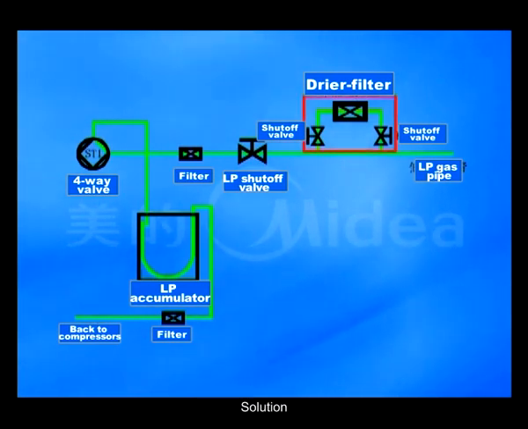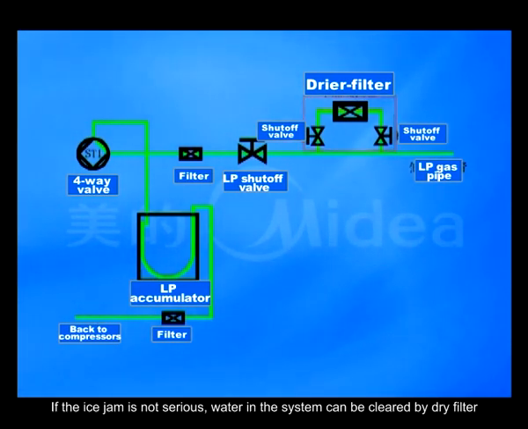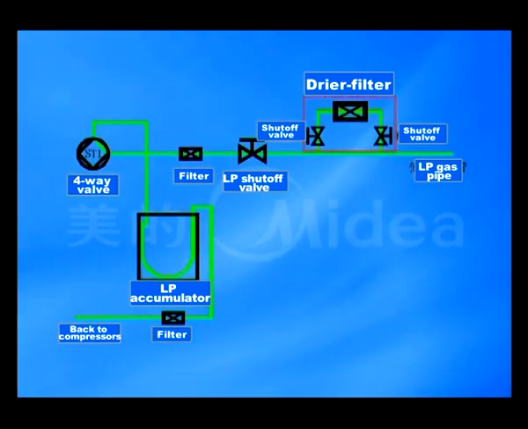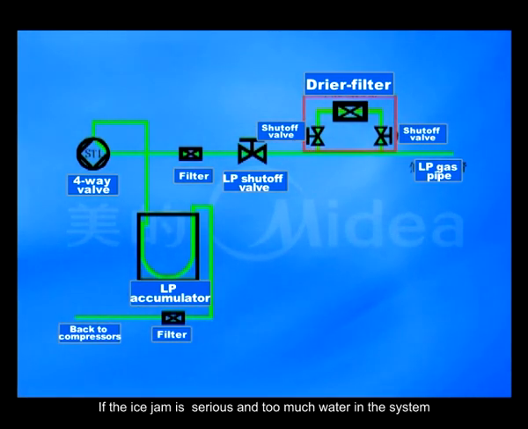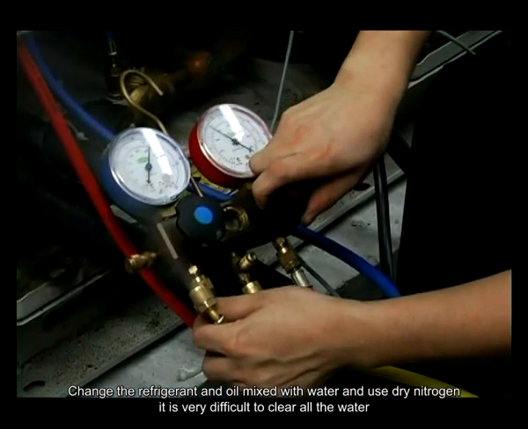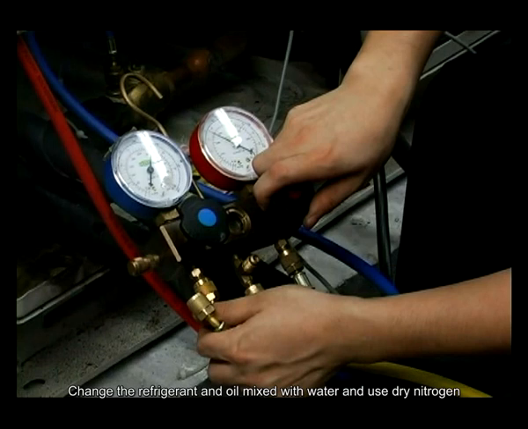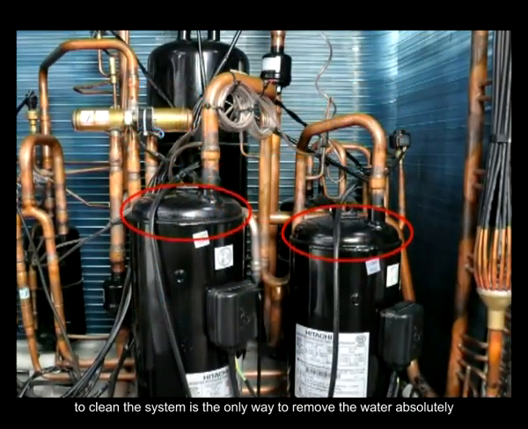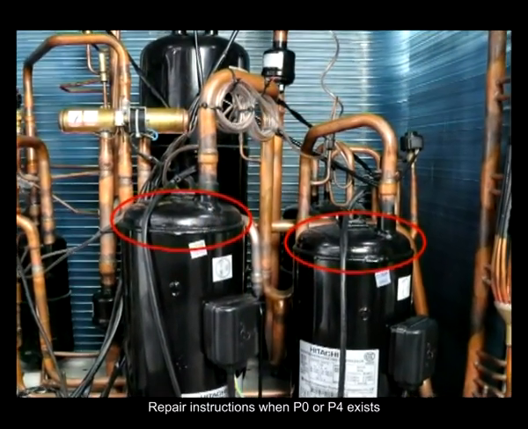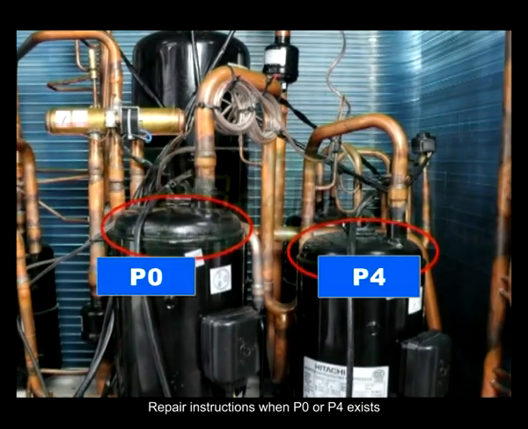Solution: if the ice jam is not serious, water in the system can be cleared by dry filter. If the ice jam is serious and too much water in the system, it is very difficult to clear all the water. Changing the refrigerant and oil mixed with water and using dry nitrogen to clean the system is the only way to remove the water absolutely. Repair instructions when P0 or P4 exists.